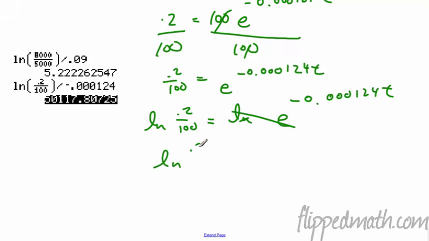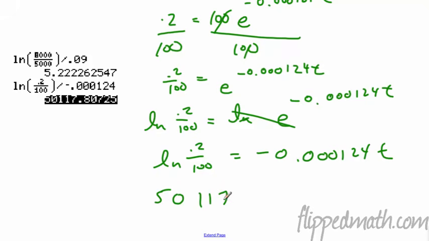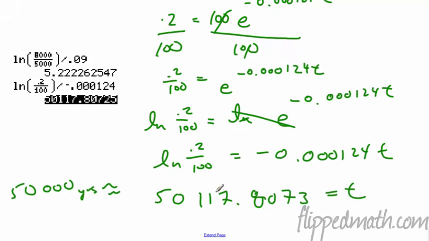So the natural log of 0.2 over 100 is going to equal negative 0.000124t. If I divide both sides by that decimal in front of t, I'm going to get 50117.8073. That's what equals t. So that is about, we're going to say it's about 50,000 years. Do you have to round it? No, you don't. But that's what the question is. How many years? About 50,000 years. That's how old the sample is.